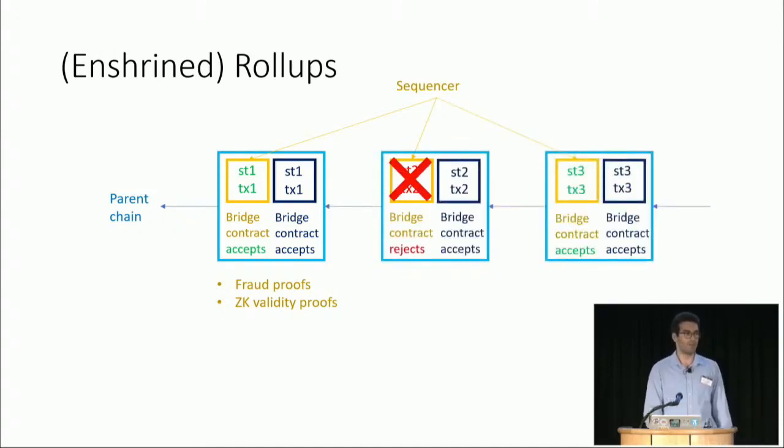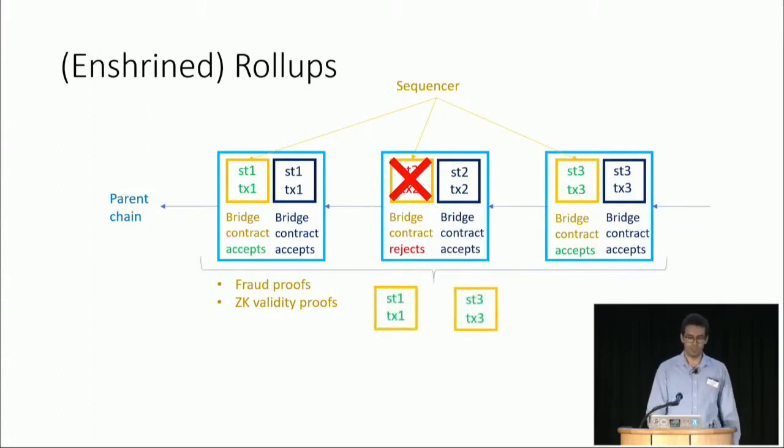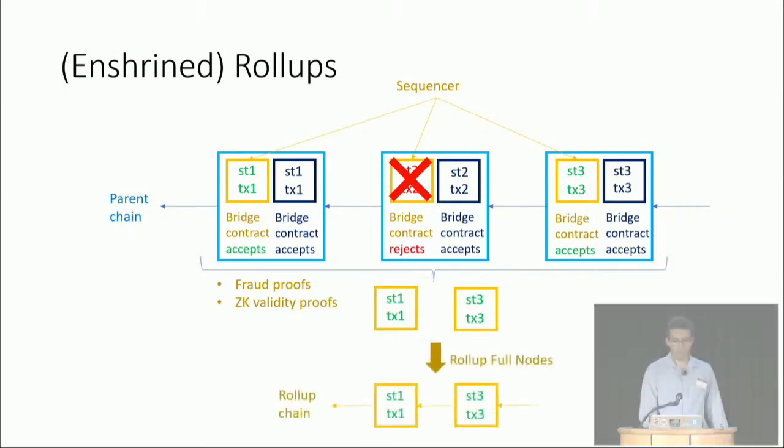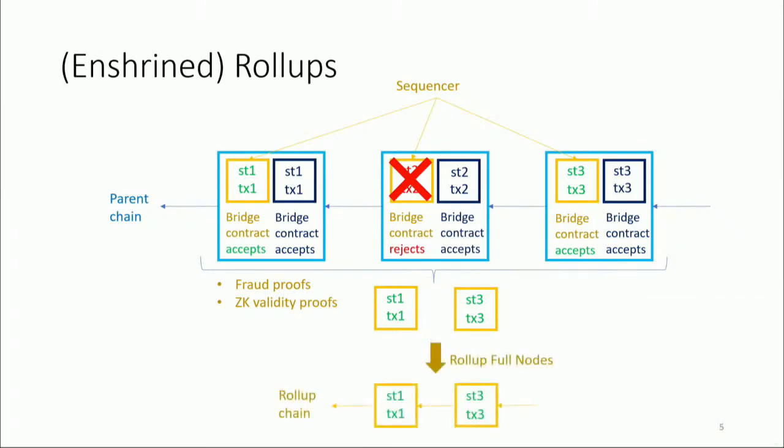Now, how is the rollup chain constructed? In the case of these traditional rollups that I would like to call enshrined rollups, the rollup enshrines a bridge contract on the parent chain as the ground source of truth that would determine what the actual rollup chain is by accepting or rejecting the blocks. Because of this feature, it's very easy to construct the rollup chain. The rollup full nodes will simply download the blocks from the parent chain. They will execute the blocks, and then they will construct the rollup chain.